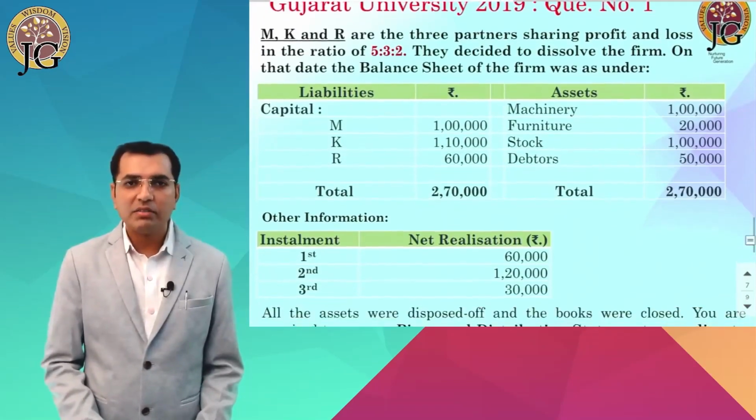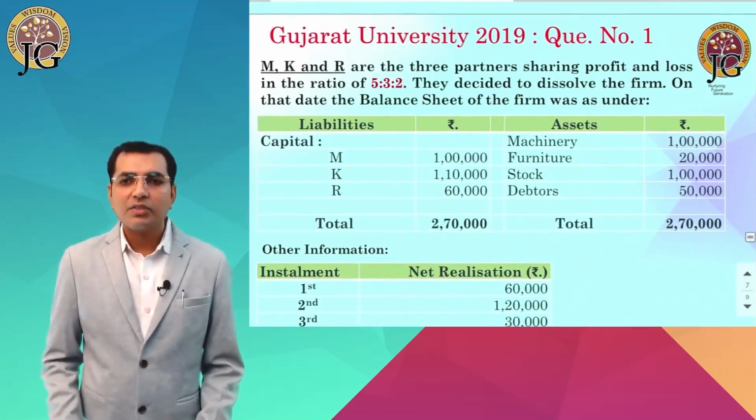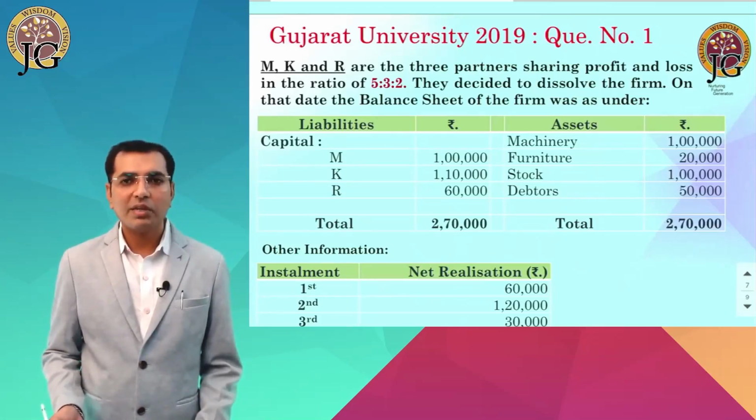I repeat this thing that the chapter piecemeal distribution of cash carries 25% weightage. That means one sum in the Gujarat University exam must be asked either for maximum loss method or surplus capital method. Mostly Gujarat University used to ask surplus capital method sum and maximum loss method sum also in OR. Right? So you can attempt either maximum loss method or you can attempt surplus capital method also.